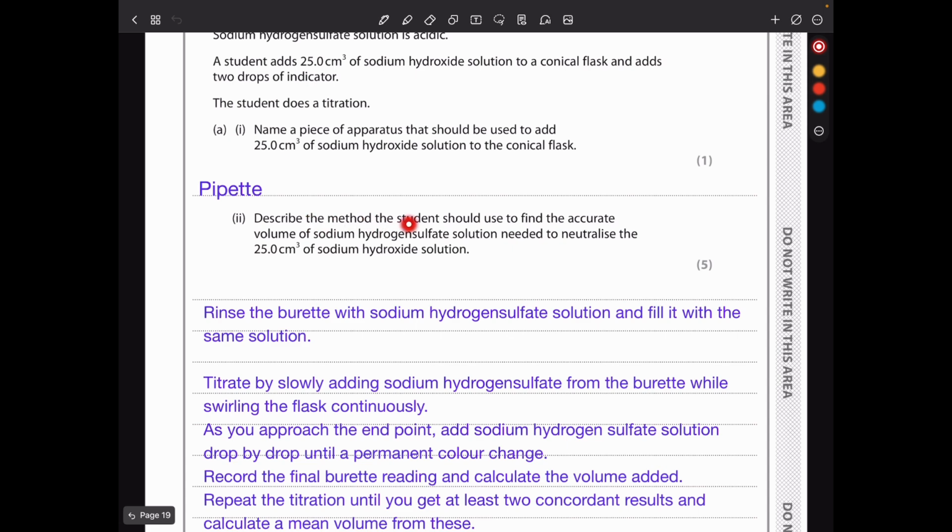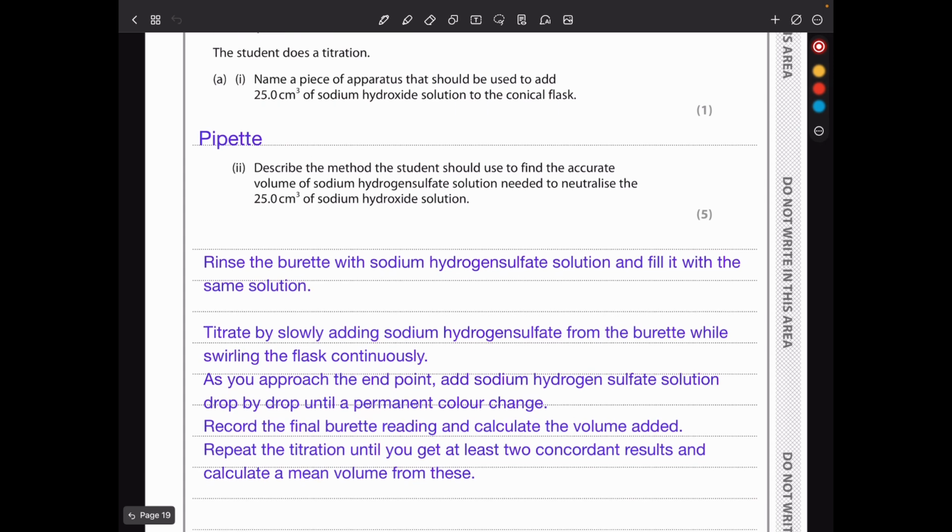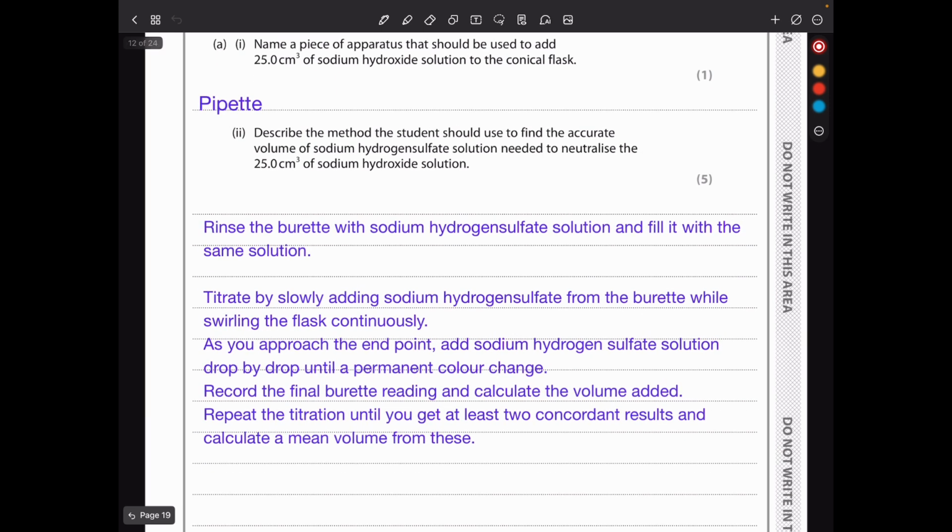And then describe the method the student should use to find the accurate volume of sodium hydrogen sulfate solution needed to neutralize 25 centimeters cubed of sodium hydroxide. So this means sodium hydroxide is going to be in the conical flask and sodium hydrogen sulfate in the burette. So we need to rinse the burette first with sodium hydrogen sulfate, and then fill it with the solution. Then, since we already have this in the conical flask, we'll just titrate.